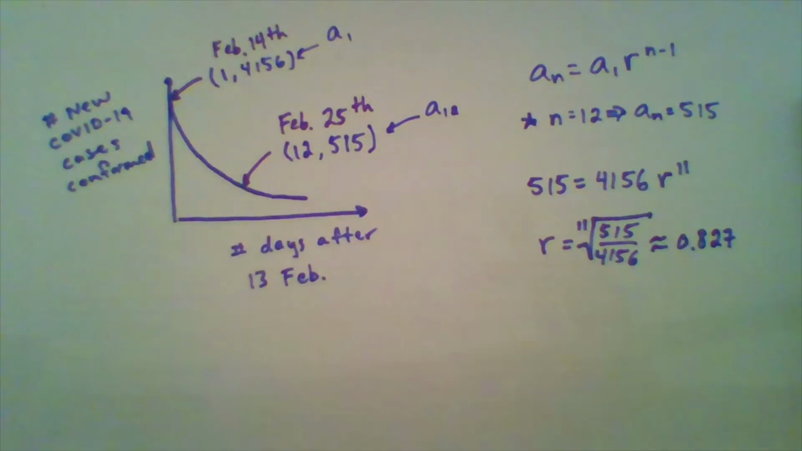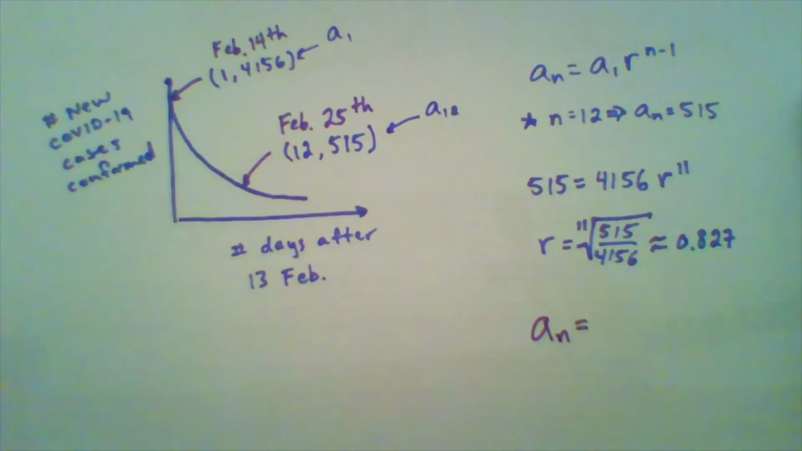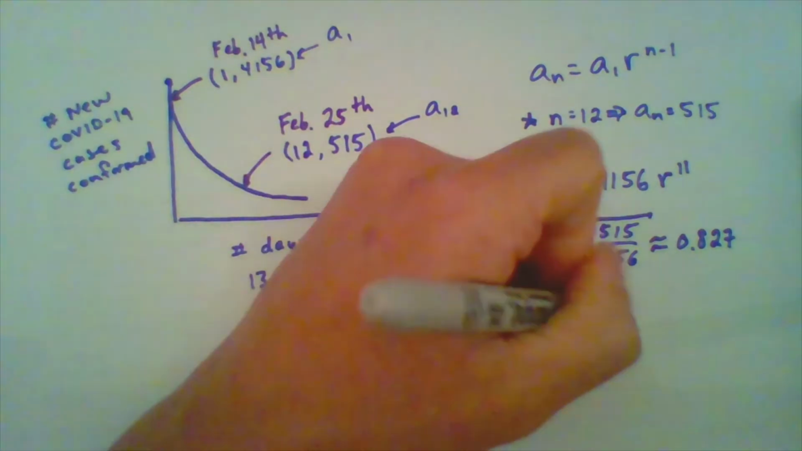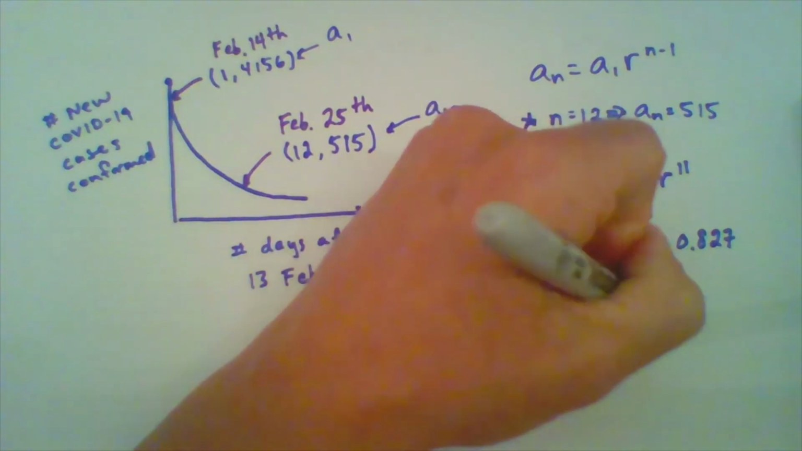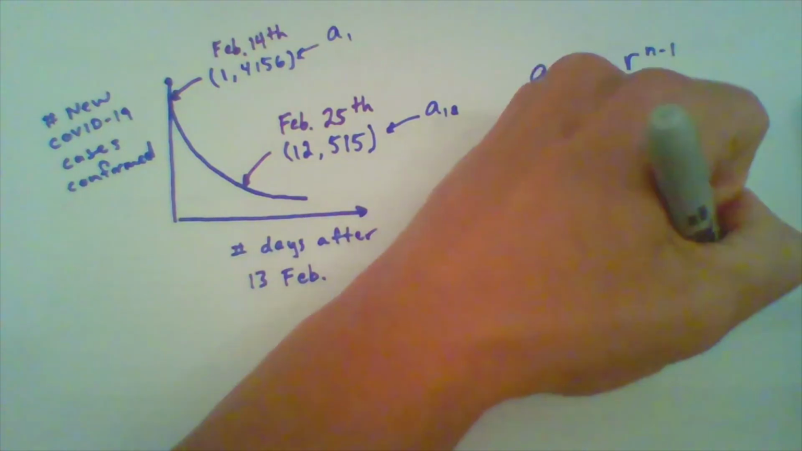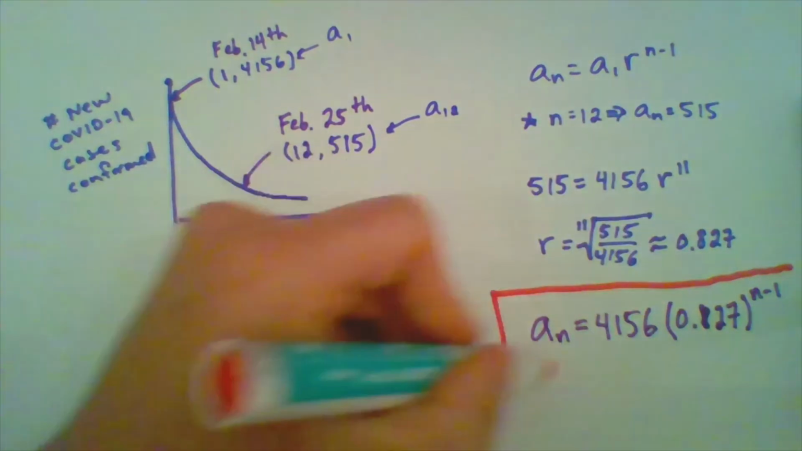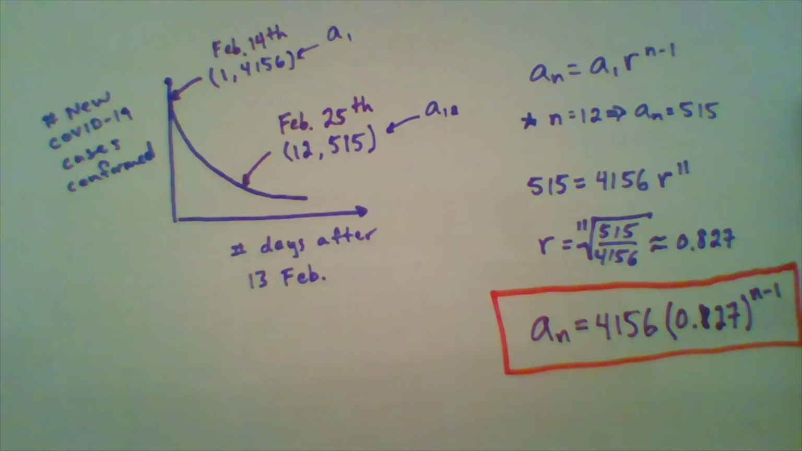Okay, so if we know the common ratio there, we can plug that into our model and we get something that looks like this. So I'll make my model in purple. The first term was 4,156. Common ratio, we're going to use this number here, 0.827, and that is to the power of n minus 1. Okay, so this is our model. This model, this geometric sequence, represents the number of new cases each day after the 13th of February.